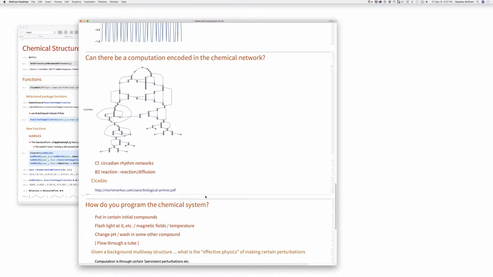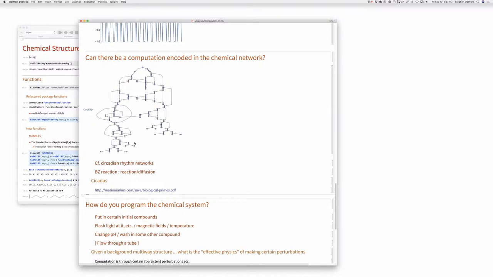I think that the right way to think about this is probably that there's an underlying multiway graph of some complicated set of chemical reactions, and that we have certain perturbations we can make on those chemical reactions, and that the working out of those perturbations corresponds to a computation. Would that be restricting to a particular path through the multiway graph? No, the whole idea would be the graph would change. You make a perturbation, and the whole difference between the way you think about it normally with chemicals is the effect of the perturbation.